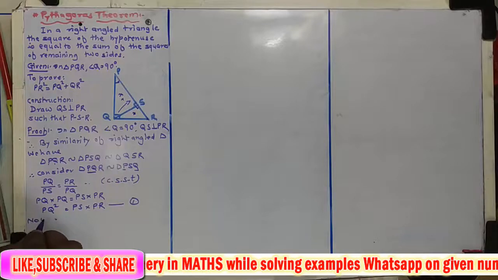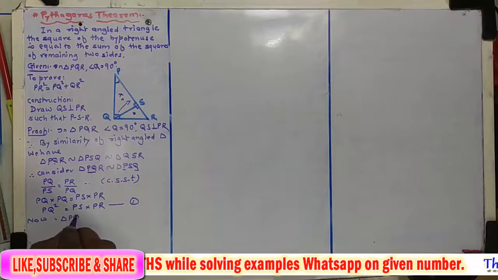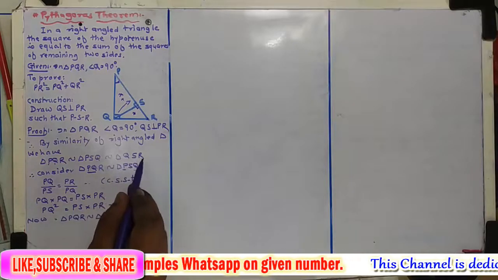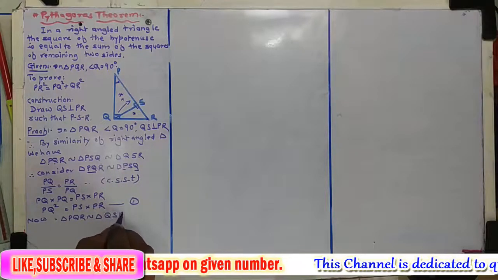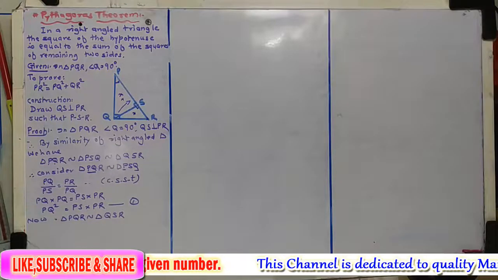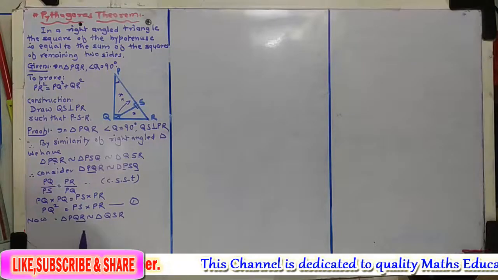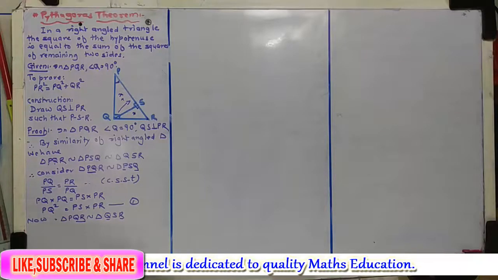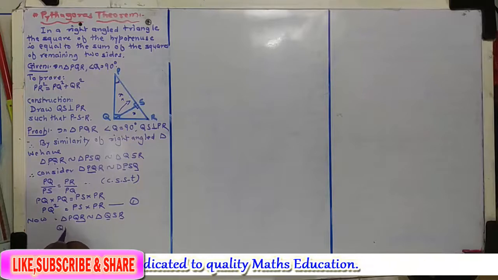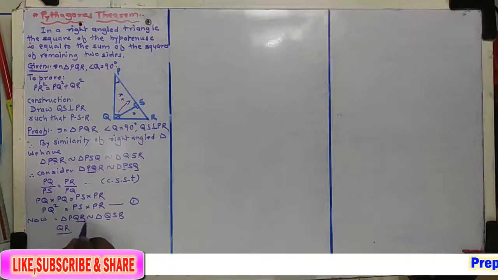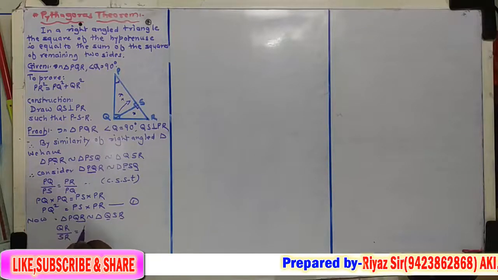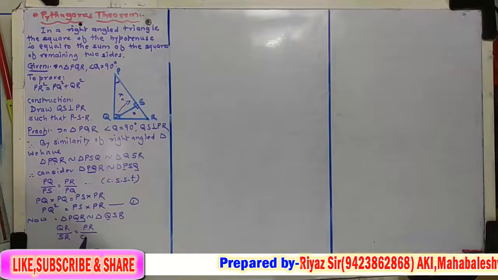Now triangle PQR, the original triangle, we keep as it is. Triangle PQR is similar to the last triangle, that is QSR. Now observe which side is common in both the triangles. Here side QR is common in both the triangles, right? So we'll take those two sides only. So here we get QR upon SR, the last two letters, is equal to PR upon QR, the first and last.